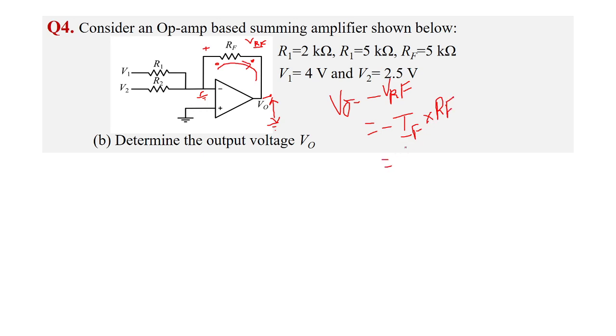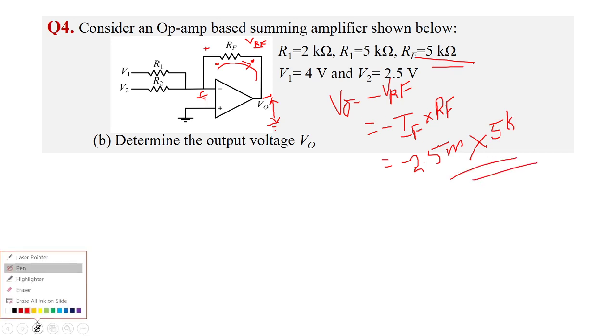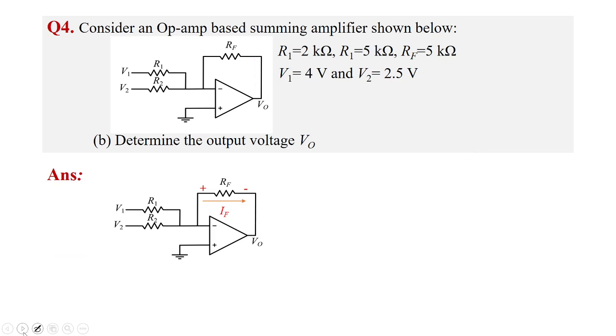Okay, IF is the current that we got in the previous question, that is 2.5 milli, minus 2.5 milli into the resistance RF given as 5 kilo. So whatever is the value, that will be the voltage V0. Okay, so that is what I have solved here.